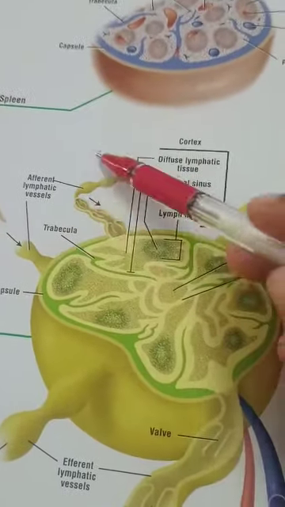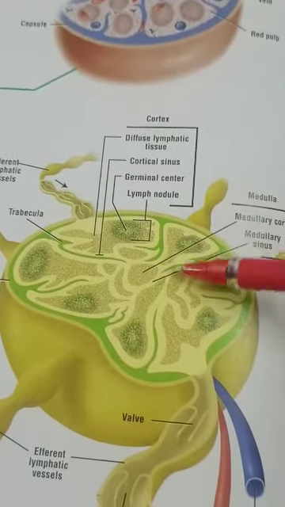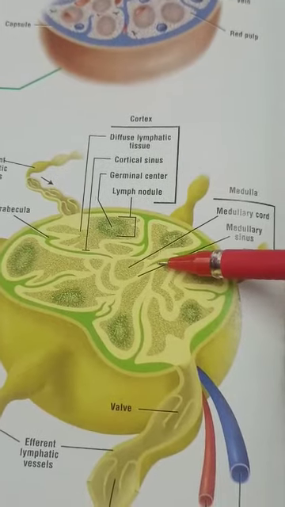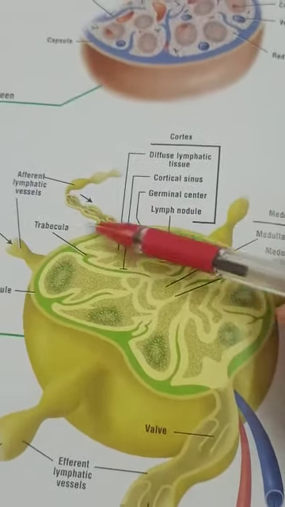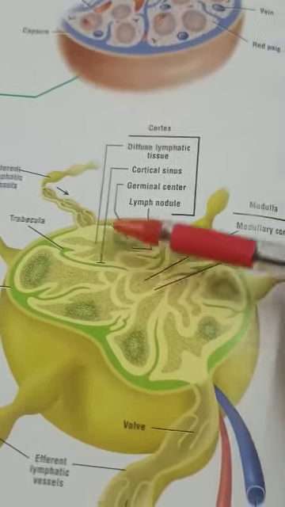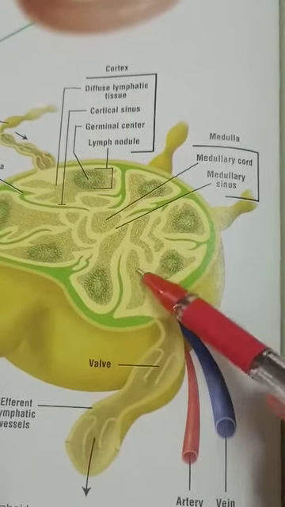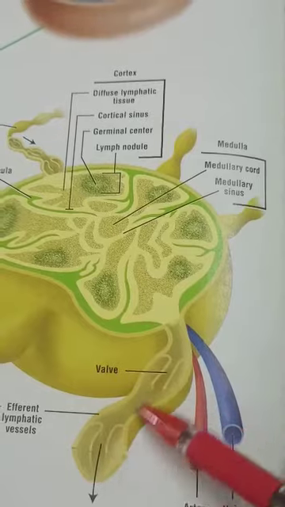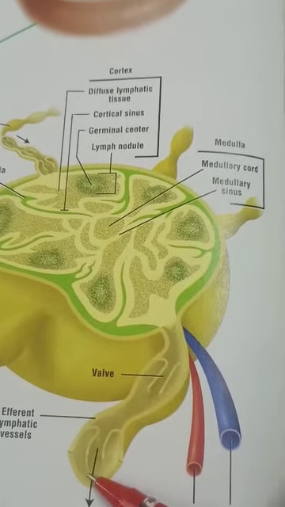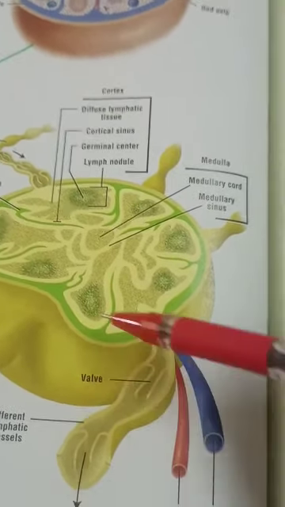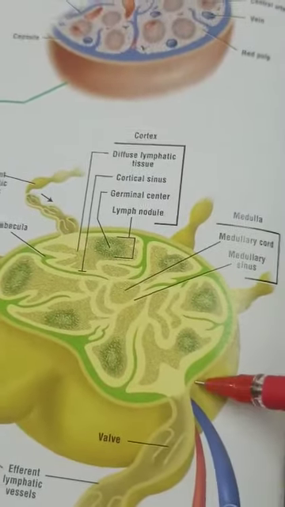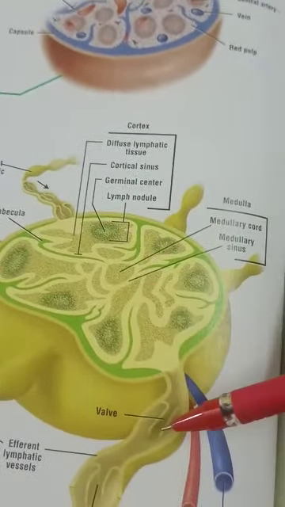So afferent lymphatic vessels carry lymph towards the lymph node. These are the vessels which carry lymph towards the lymph node, and there will be a large efferent vessel which carries lymph from the lymph node to another lymphatic organ. So this is the lymph node. It has afferent vessels and an efferent vessel.